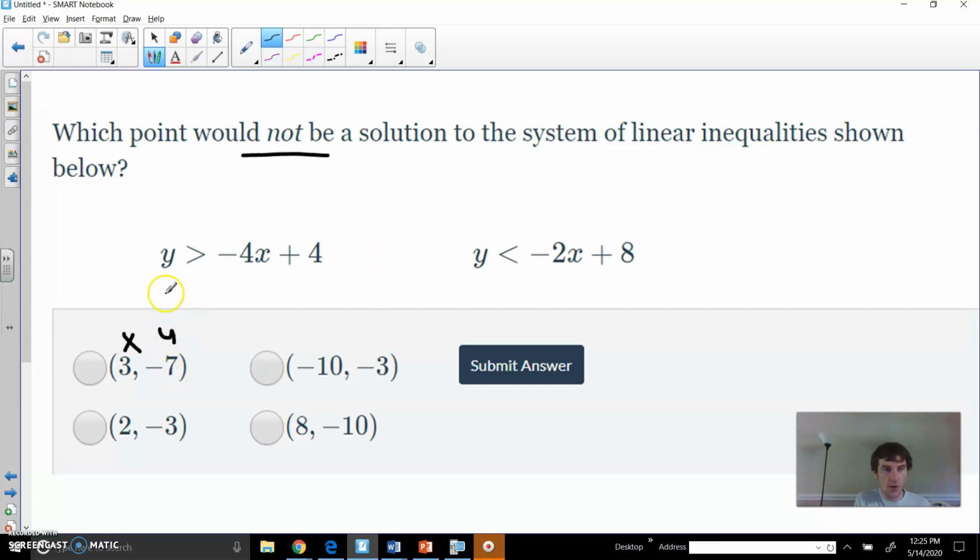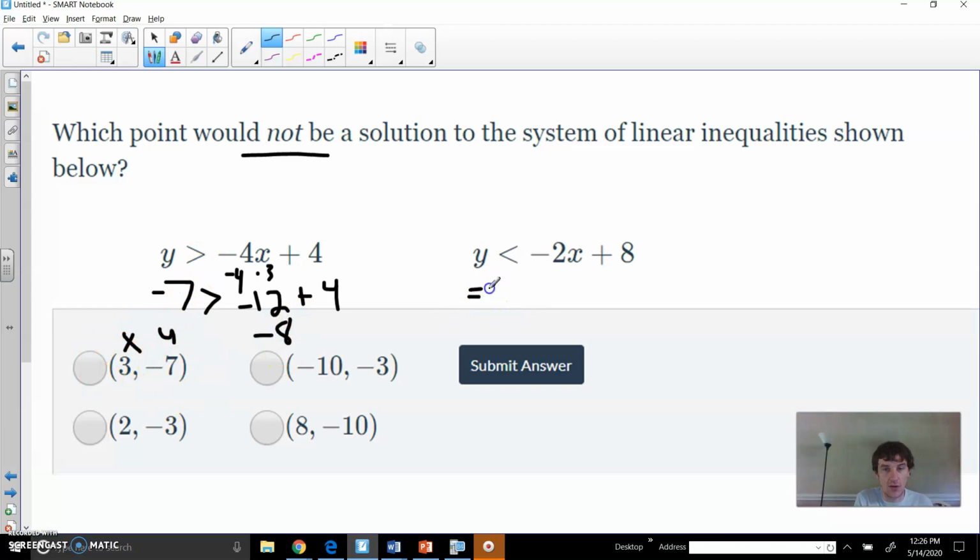So right here, I've got my y value, -7. Is that greater than, plugging in 3, so -4 times 3, that would be -12. And then let's add 4 to that, which gives me -8. And is -7 greater than -8? The answer is yes. In the negative world, -7 is closer to 0, so it is greater. So this particular point is a solution in the first one.